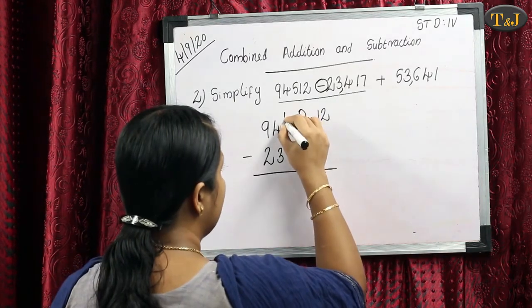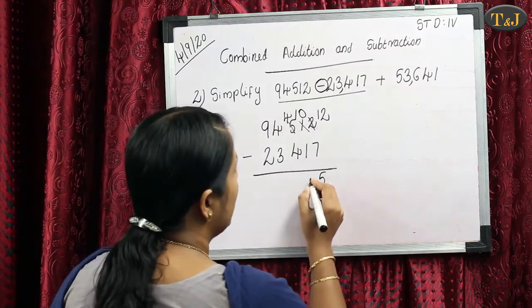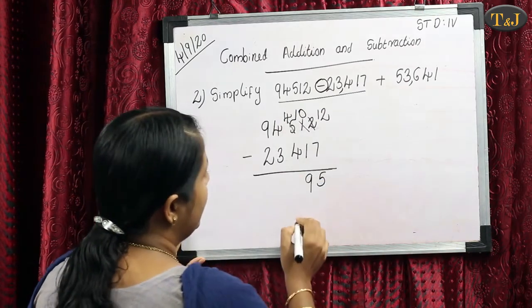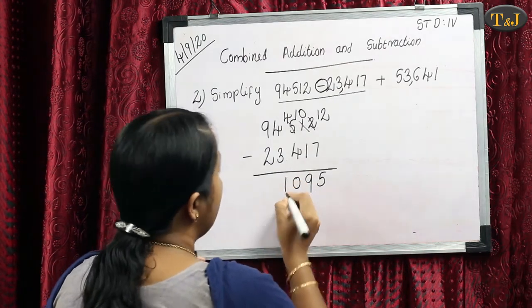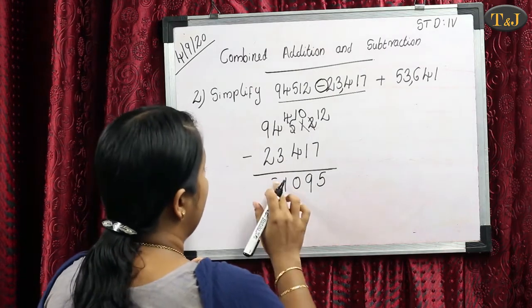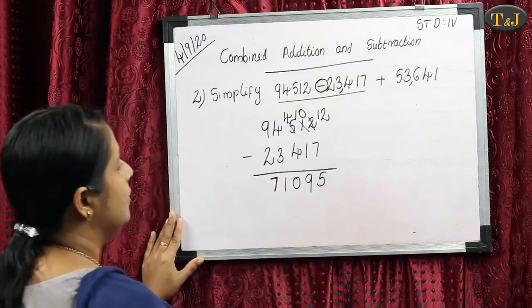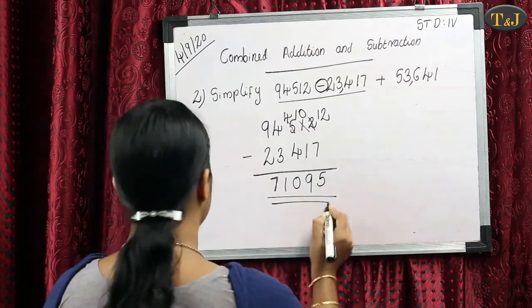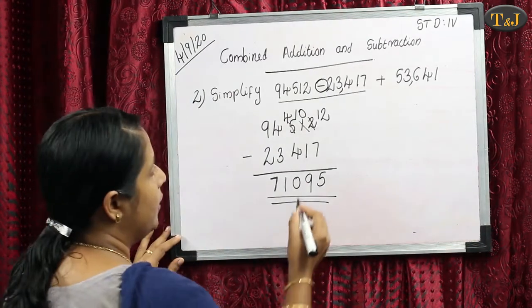So borrowing 1 here, cut the number 4 and here 10. Then 10 minus 1 equals 9. Then 4 minus 4 equals 0. 4 minus 3 equals 1, and 9 minus 2 equals 7. Then we get the answer as 71,095.